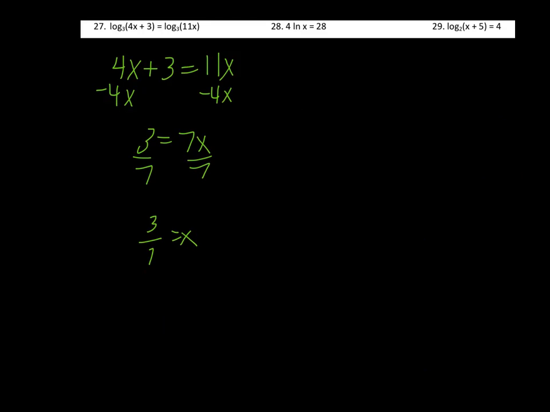Okay, on 28, both sides don't have a log base that is the same, so I'm going to have to do some maneuvering on this one. So the first thing I'm going to do is use my properties of logarithms, and take that 4 out in front and write it as a power. And I know that natural log is base e, so then I'm going to rewrite this in exponential form.